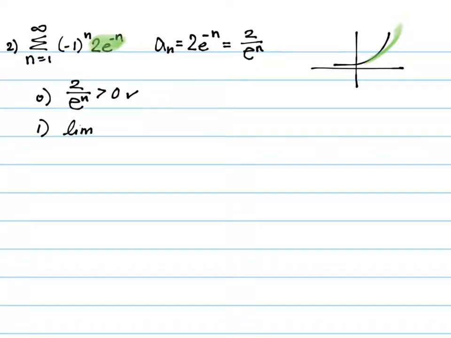The next part is the limit as n goes to infinity of 2 over e to the n. Okay, so what happens on this? What is that limit? It approaches 0, yeah, because the denominator is approaching infinity, right? E to something getting infinitely large is another infinitely large value. So this actually equals 0.